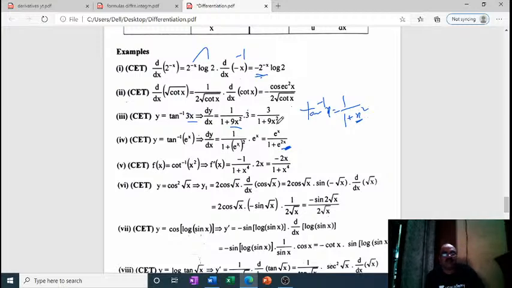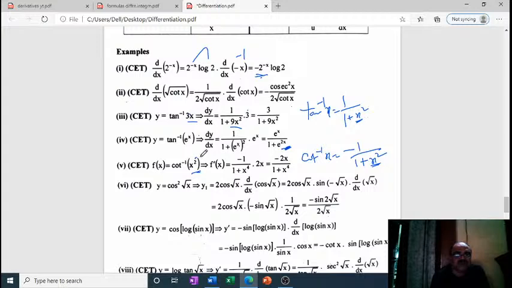Cot inverse of x square. You need to differentiate cot inverse first, and then x square. Cot inverse x differentiation is minus 1 by 1 plus x square. So for the x, substitute x square. So x square whole square is x power 4. Now x square differentiation is 2x. So the final answer is minus 2x by 1 plus x power 4.